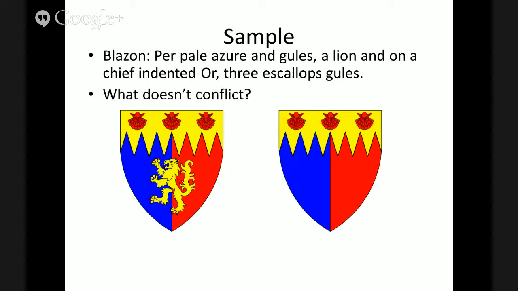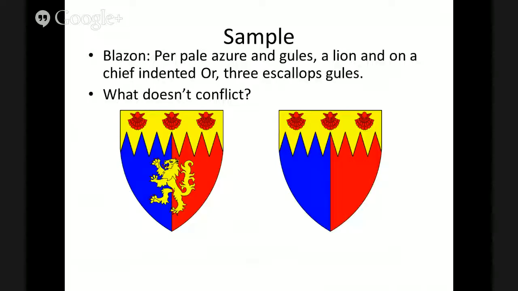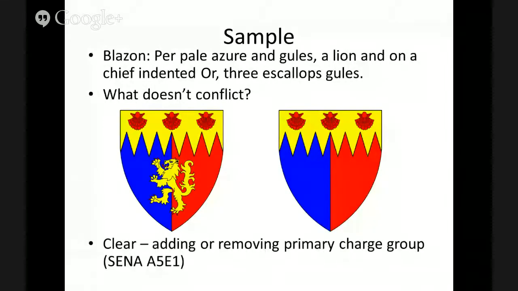Do these two conflict? No. Why not? You remove the primary charge. That's right. Absolutely right. Okay, CNA 5E1, adding or removing a primary charge group. So what does that tell us? It tells us that if we compare our device to any device without a primary charge, we know it's clear, right? Yes. Okay, so we've just ruled out every device that's field primary. Every device that doesn't have a primary charge group, we don't even need to look at. We know it's clear. Okay?